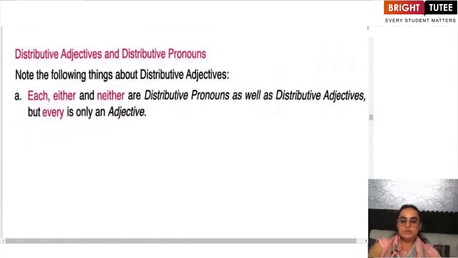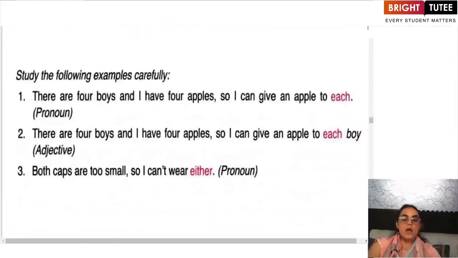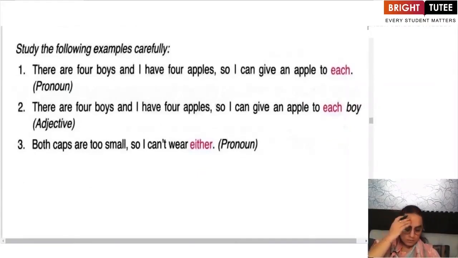Now, as I told you, these words, each, either, and neither, are both distributive pronouns as well as distributive adjectives. How do we identify? Let us again look at some of the examples. There are 4 boys and I have 4 apples, so I gave an apple to each. Each is used without a noun, so it is a pronoun. There are 4 boys and I have 4 apples, so I gave an apple to each boy. Here it is used with a noun, so it is an adjective.